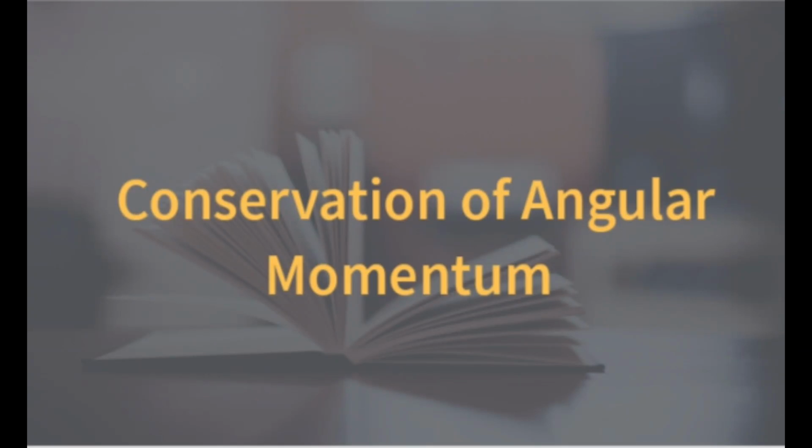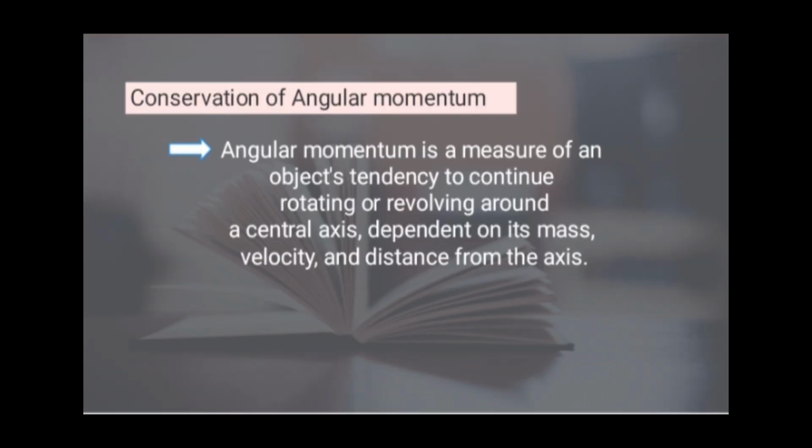Today we're going to talk about the conservation of angular momentum. So what is angular momentum? Angular momentum is a measure of an object's tendency to continue rotating or revolving around the center axis, dependent on its mass, velocity, and distance from the axis.